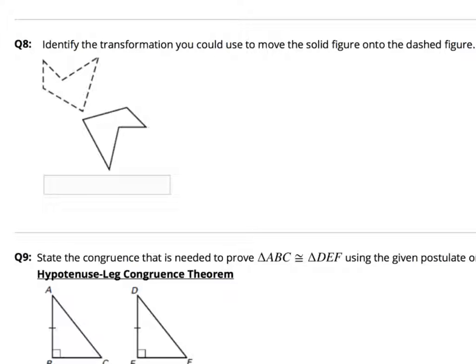Question number 8, just like the previous question, we are going from the solid figure to the dotted figure. So again, your choices are reflection, a translation, which is just a slide, remember, or a rotation, which is where it's turned. So one of those three.